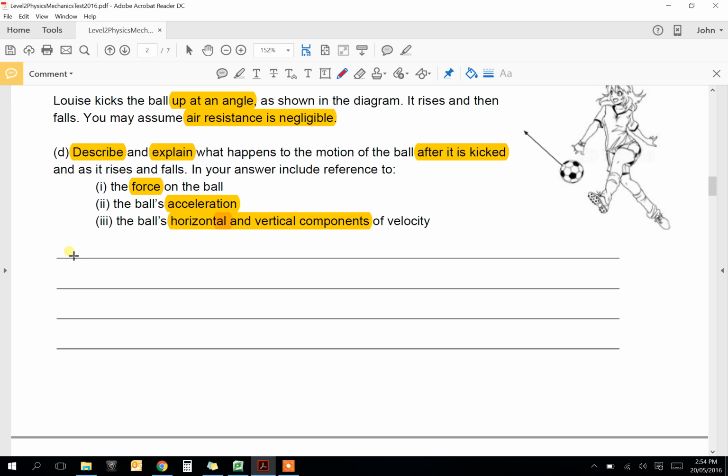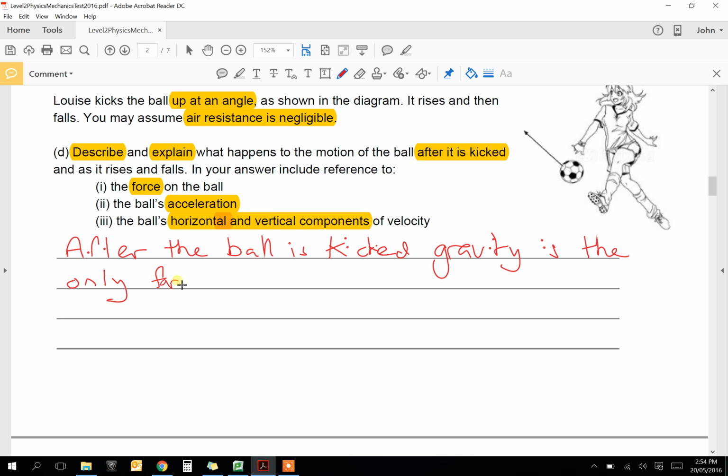So we're talking about after the ball is kicked. Oops. There's no more force from the boot because it's already left the boot. So gravity is the only force acting. And of course we're talking about a projectile here, aren't we? Gravity is the only force acting. And we know that gravity acts vertically down.